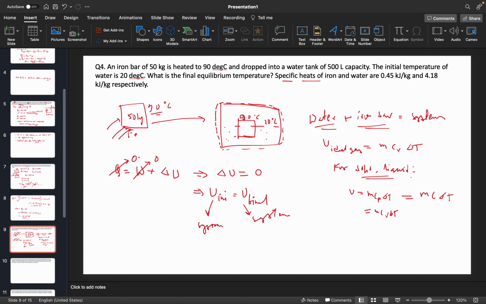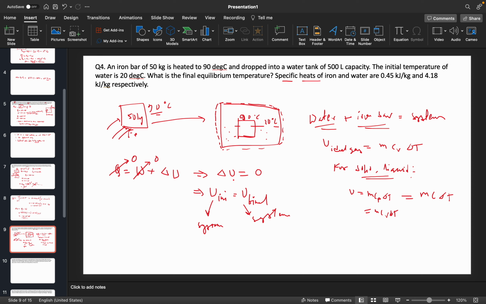We have considered both the water and the iron bar as the system, and since work is a boundary phenomenon, no external work, PdV work or any other type of work is felt at this boundary. That's why W is 0, and there is no heat input or heat going out of this system through this boundary. That's why Q is 0. So the change in internal energy is equal to 0. Now when the change in internal energy is 0, the initial internal energy value will be equal to the final internal energy value.